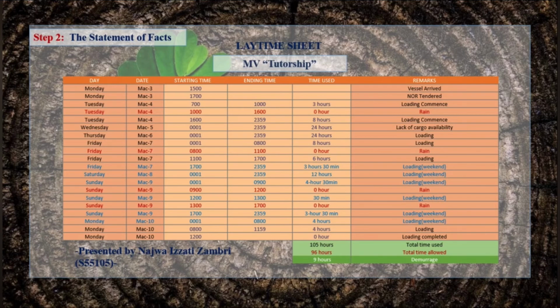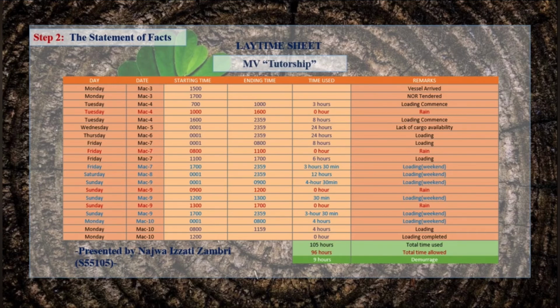In these days, time from 1700 hours Friday or the day preceding a holiday to 0800 hours Monday or next working day not to count unless used, but half of actual time used to count unless vessel already on demurrage. Monday, March 10, starting time 0800 until ending time 1159, time used 4 hours for loading. Monday, March 10 at 1200, loading complete.